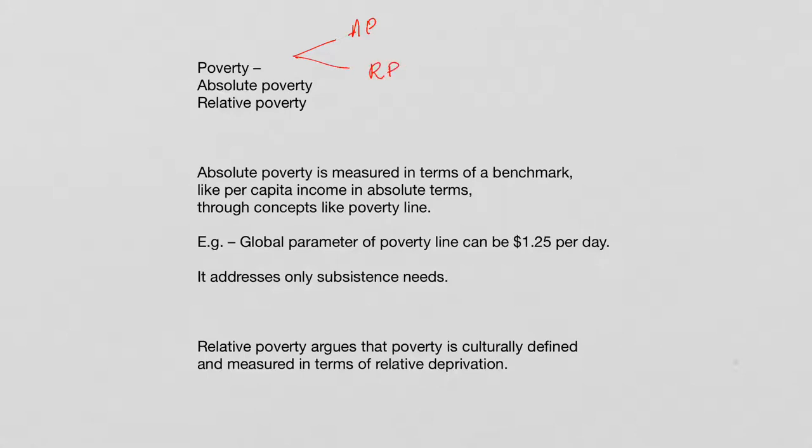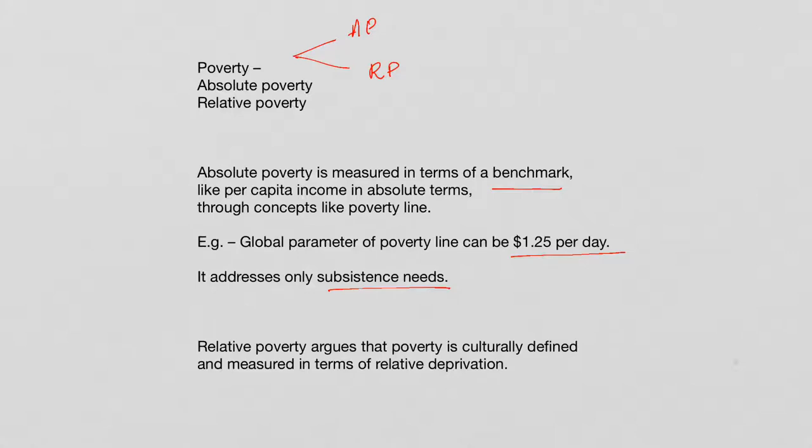What do you mean by absolute poverty? Absolute poverty is measured in terms of a benchmark, like per capita income or concepts like the poverty line. If a group of people is above this benchmark, they are above the poverty line. Below the benchmark, we can say they are in absolute poverty. For example, a global parameter of the poverty line can be $1.25 per day. All these things address only subsistence needs, and no multi-sectoral definition is given; it is only limited to subsistence need.